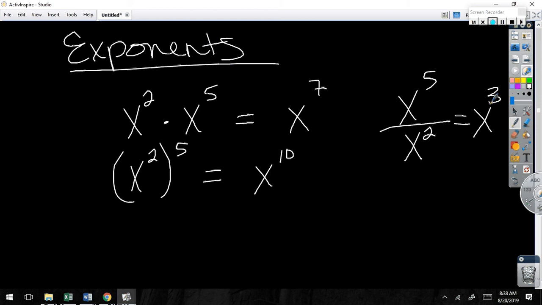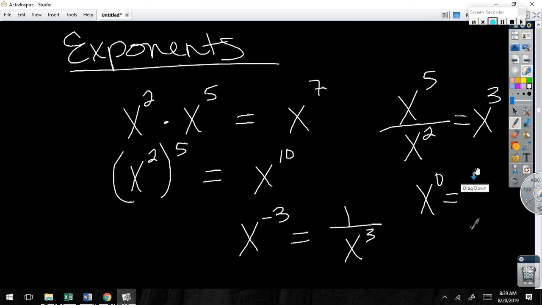What happens if I have a negative exponent? You gotta flip it. You're gonna put it over 1. That's exactly right. You're gonna do 1 over, and then you're gonna make it positive. What if it's 0? What if the exponent is 0? It's 1. It's always 1. That's right.